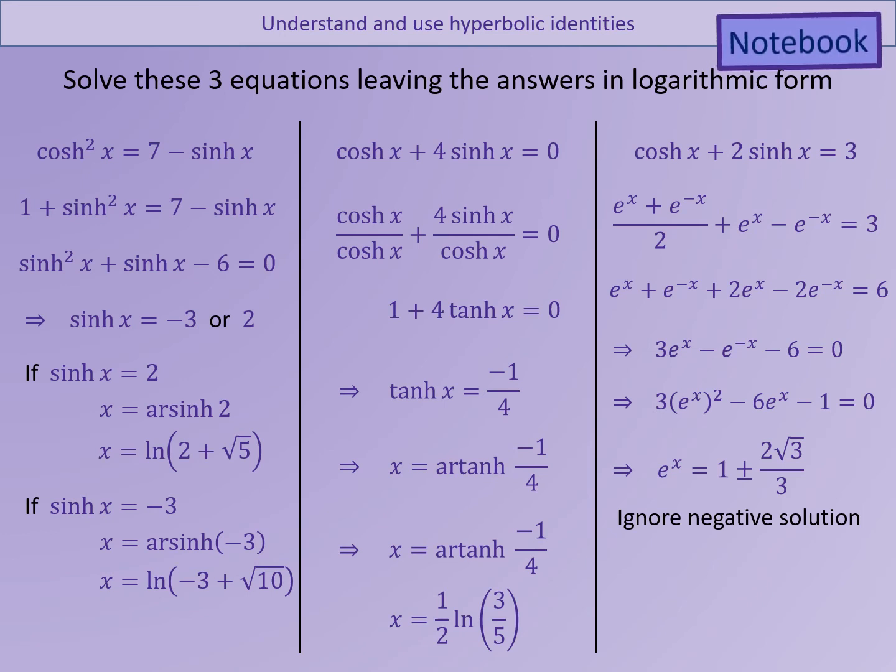So ignoring the negative solution, we're going to use e^x is (1 + 2√3)/3, and we're going to take logs of both sides. x therefore becomes ln((1 + 2√3)/3). As you can see, all three of these solutions are left in logarithmic form. Sometimes they will just say exact form rather than logarithmic form. This is what they mean when they say this.